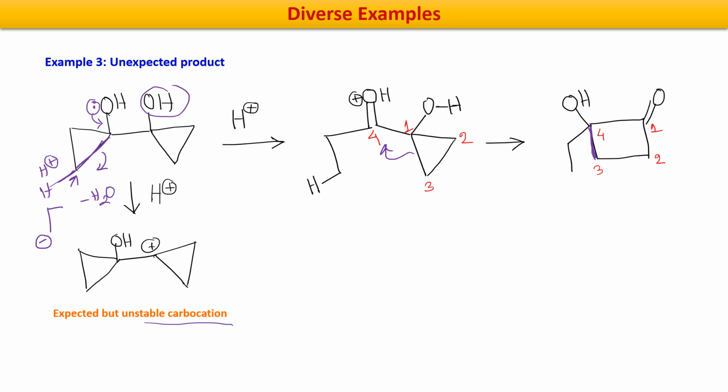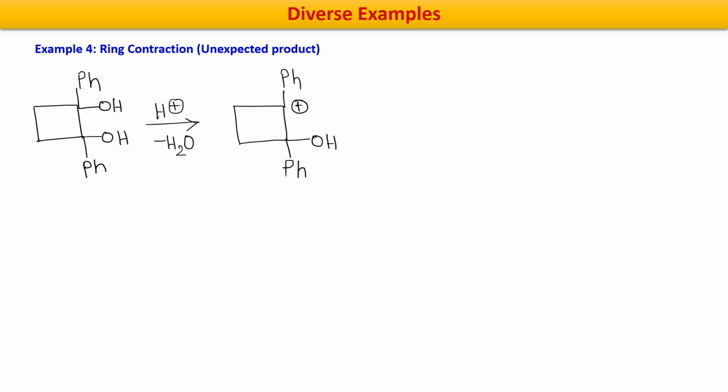So if you simply always follow the straightforward, traditional mechanism, you will end up doing something wrong. So it always depends on the structure of the molecule and the reaction conditions. We have to be careful about that, right? Next molecule, ring contraction. Again, it is an unexpected product. So what is happening here?